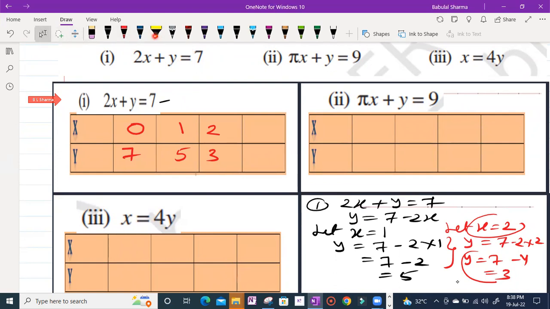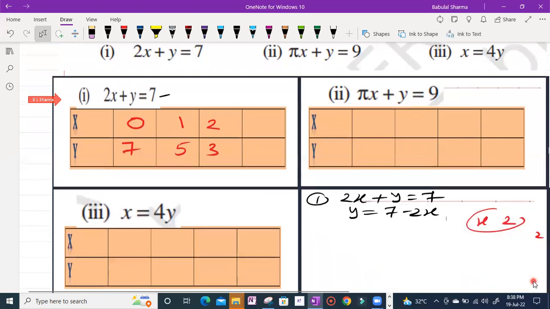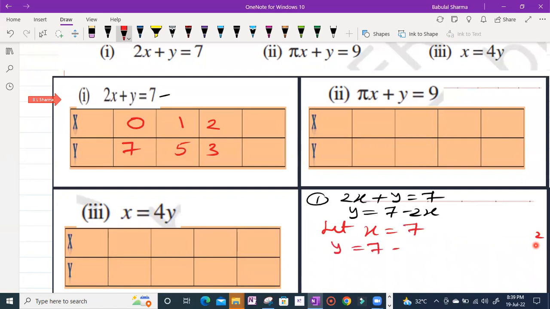हमें एक वन मोर सॉल्यूशन की जरूरत पड़ेगी. इसको देखिएगा. So for one more solutions, यहाँ से मैं रिमूव करना पड़ेगा इसको। सी, लेट कोई भी आप एक वैल्यू सपोज कर सकते हैं, let x is equal to 7, so y is equal to 7 minus 2 into 7, y is equal to 7 minus 14, y is equal to minus 7. So if x is 7, y is minus 7.